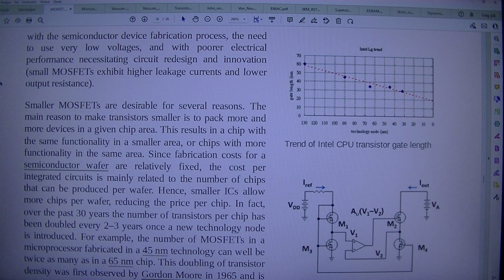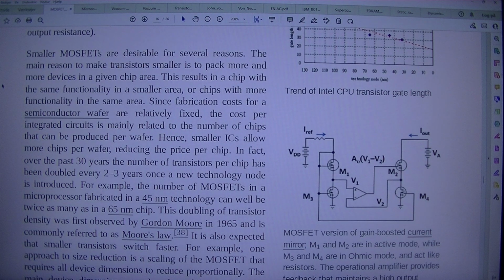Smaller MOSFETs are desirable for several reasons. The main reason to make transistors smaller is to pack more and more devices in a given chip area. This results in a chip with the same functionality in a smaller area, or chips with more functionality in the same area. Since fabrication costs for a semiconductor wafer are relatively fixed, the cost per integrated circuit is mainly related to the number of chips that can be produced per wafer. Hence, smaller ICs allow more chips per wafer, reducing the price per chip.